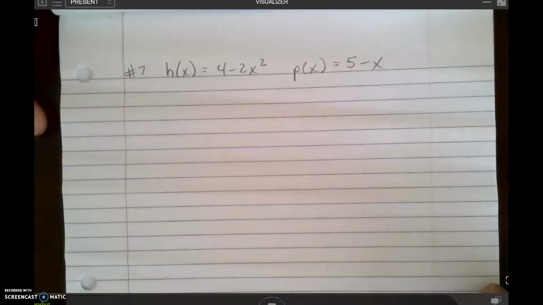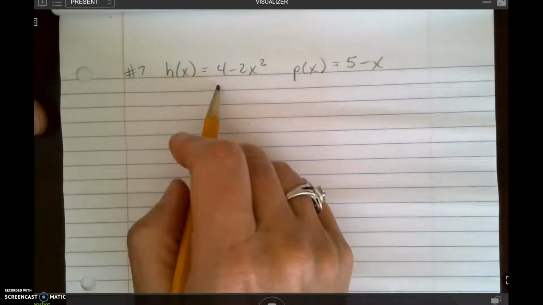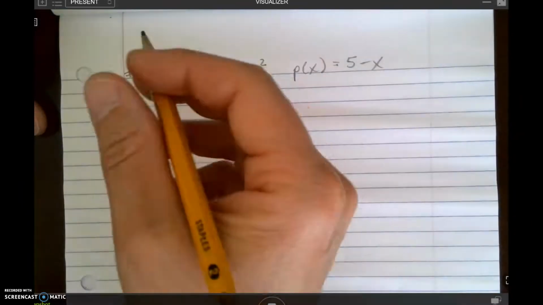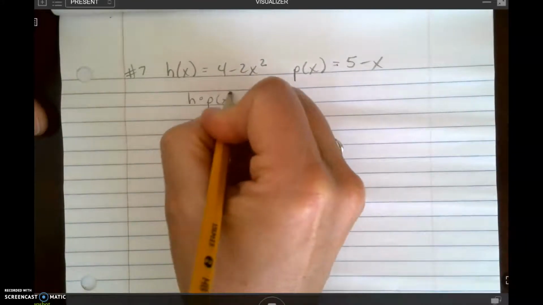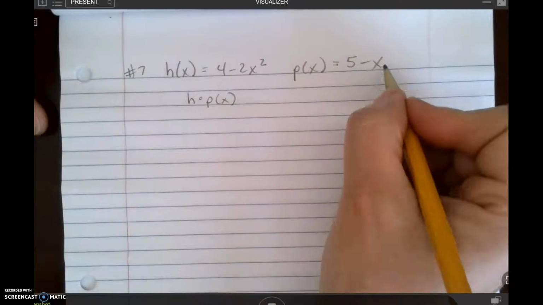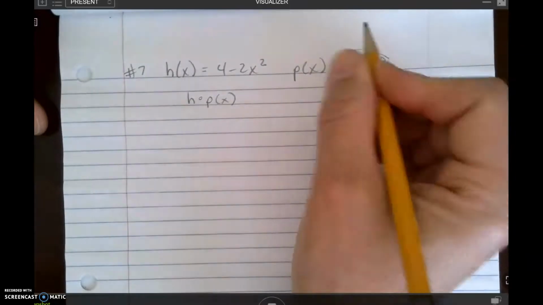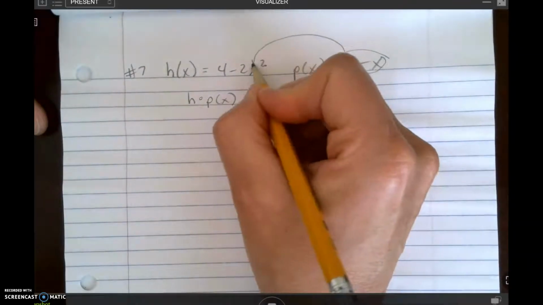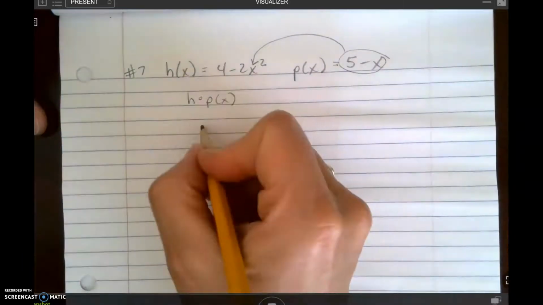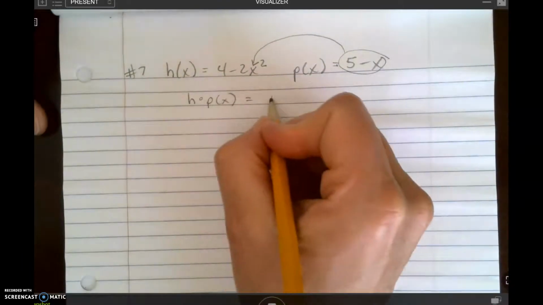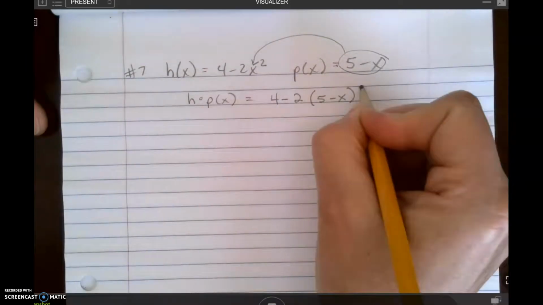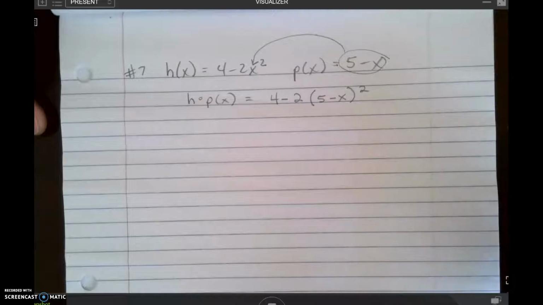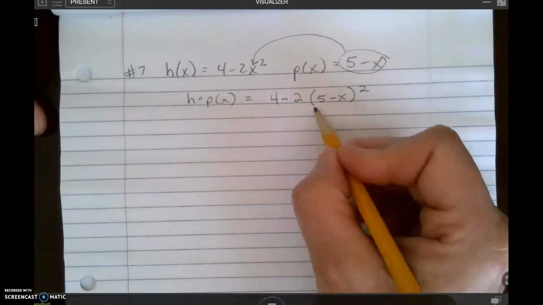Right, number 7 on the practice final exam gives us h of x and p of x, and we're asked to write the simplified form for h composed with p of x, which means we're going to take p of x, which is 5 minus x, and substitute it right in here for x. So this is going to be 4 minus 2 times (5 minus x) squared. Now, order of operations says I have to do the exponent first.